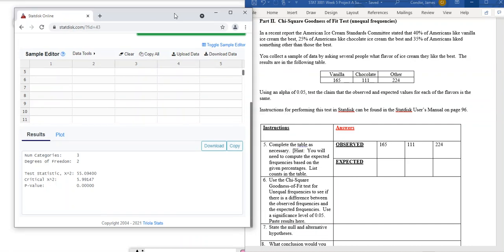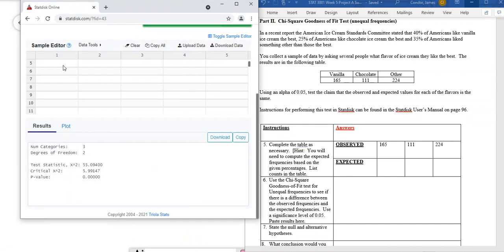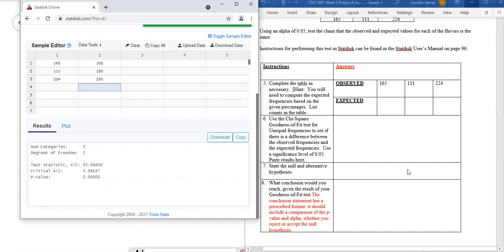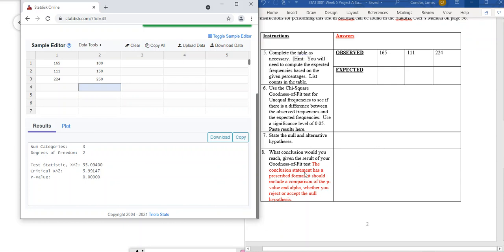So again, this is my data. This is I made that up data, right? So be careful on yours. And it says, paste your results. The null and alternative hypothesis we talked about is that the observed and expected values would be the same for all 3 flavors of ice cream. What's your conclusions? Well, you look at the p-value, you look at your significance level, and then you conclude, right? P-value less than a significance level, reject the null hypothesis.